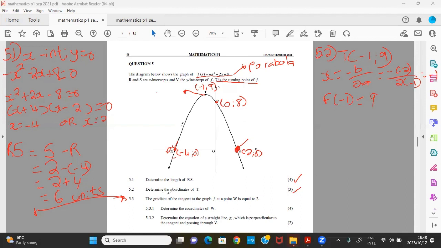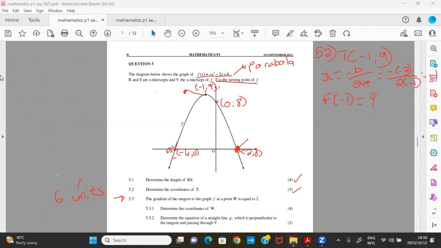Then 5.3, they say the gradient. Okay, this one you need to pay attention to, whenever you see tangent and so on, it gets a bit serious. So let's see, what are they saying? 5.3, they say the gradient of the tangent to the graph of f at a point W where x is equal to 2.